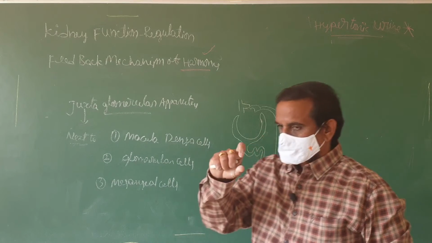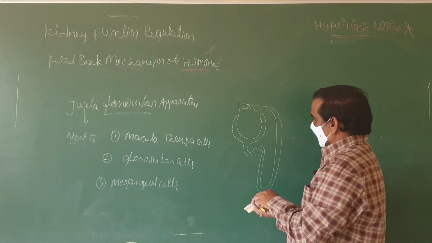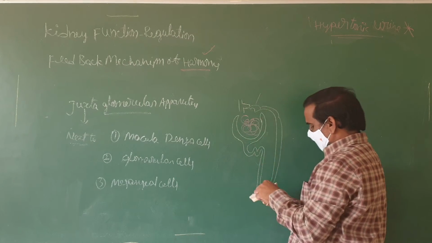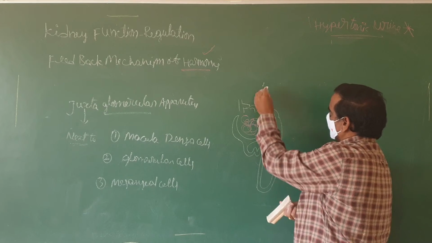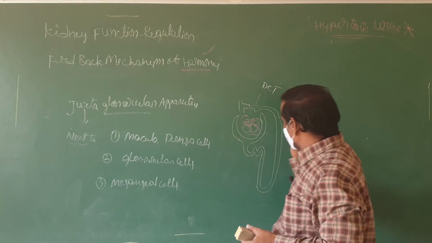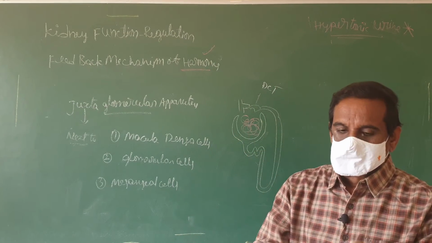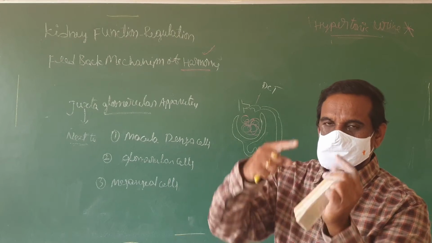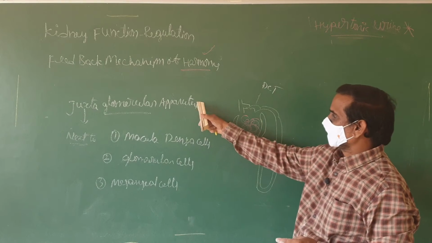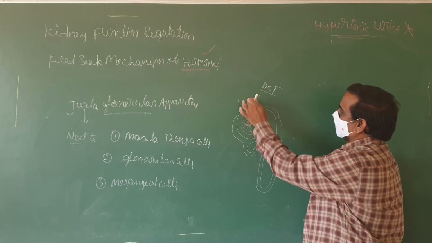When you see that nephron, it is a coiled structure. When it is coiling, this will be the glomerulus and this portion is DCT. If you see the arrangement, this is a rough diagram. When you see the coiled structure of the nephron, near to the glomerulus, this DCT will be arranged like this. So, the juxtaglomerular apparatus is formed by the DCT and this capillary network.